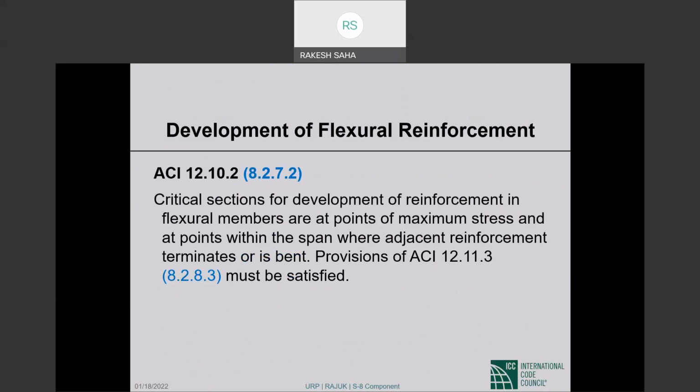Okay, critical section for development of reinforcement in flexural members. This is not unimportant. So critical sections for development of reinforcement in flexural members are at points of maximum stress, as you would imagine, and at points within the span where adjacent reinforcement terminates or is bent, where you cut off a bar or bend a bar up. That gives you a critical section right at that location. Okay? So points within the span where adjacent reinforcement terminates or is bent.